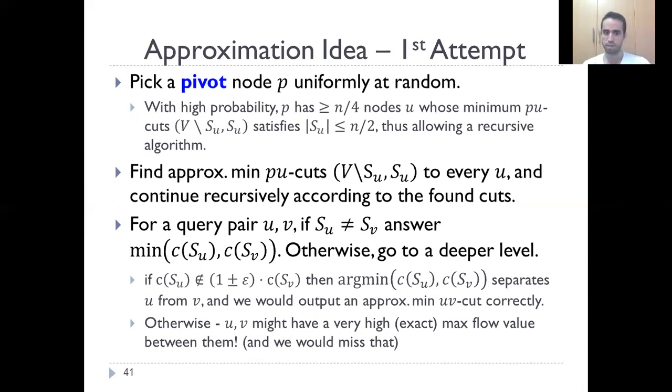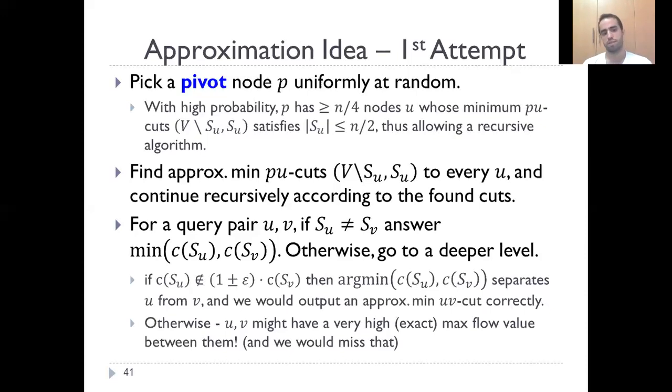So that if there is a cut that many nodes are associated with, we send all of these nodes to a similar recursion set, and we deal with it later. Now, for a query pair UV, if the cut to U is different than the cut to V, we answer the minimum between them, and otherwise we go to a deeper level that does separate them, and then we answer the minimum over there. Now, this attempt actually does not work, and let's see why.